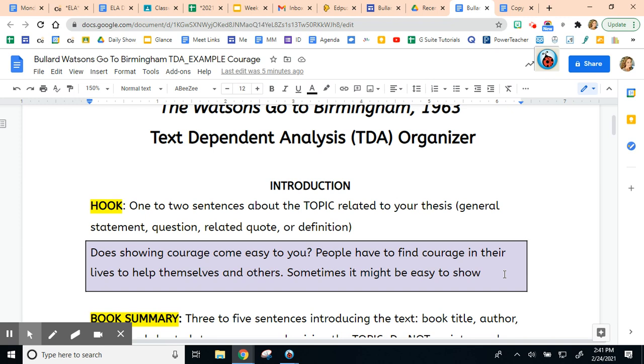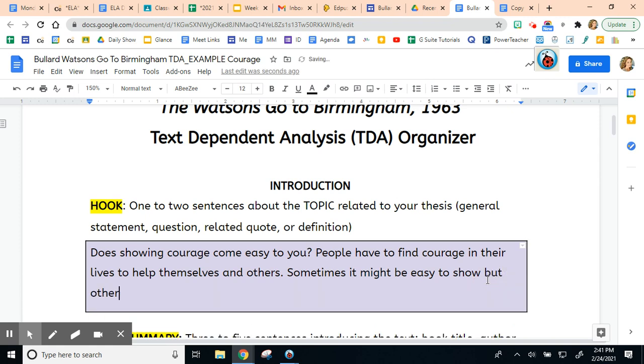And then I continued after the question. I put, "People have to find courage in their lives to help themselves and others. Sometimes it might be easy to show, but other times not." So that's my hook. And my hook happens to be 3 sentences long. It can be 1, 2, or 3 sentences.